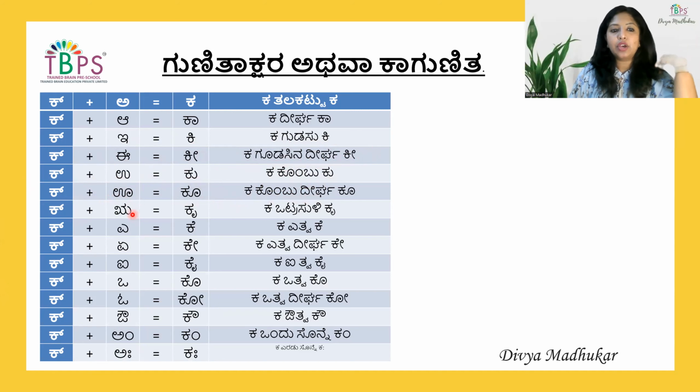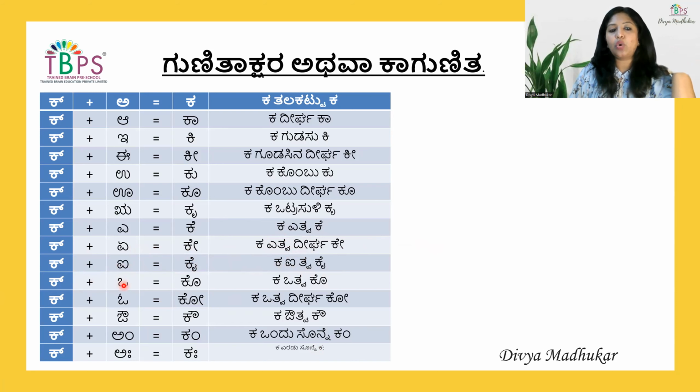K plus ru is kru. K vatrasuli kru. K plus e is ke. K etva ke. K plus e is ke, K etva dheerga ke. K plus ai is kai. K aitva kai.